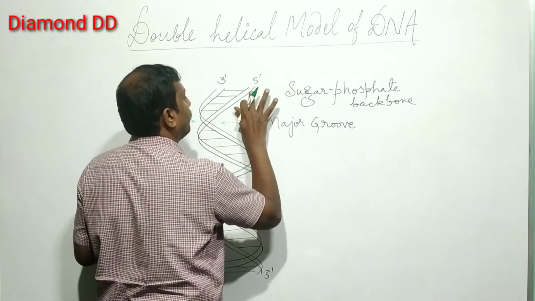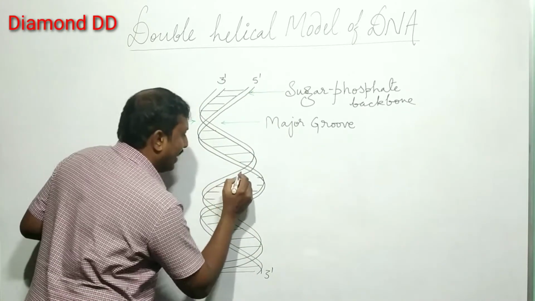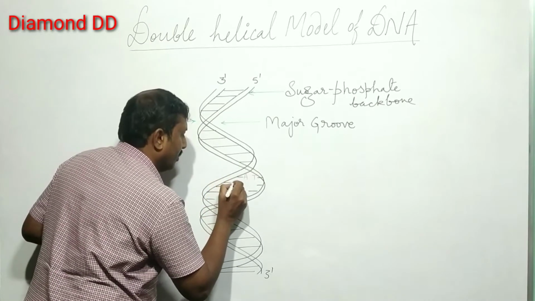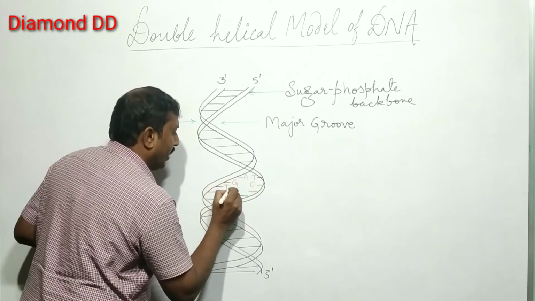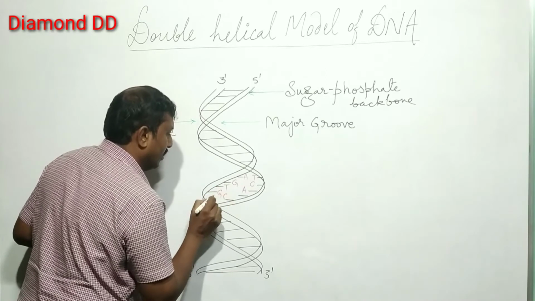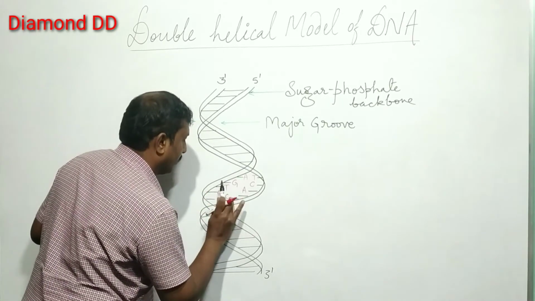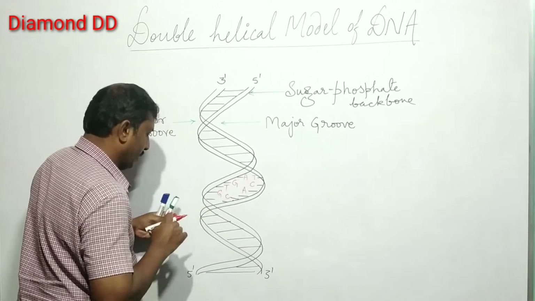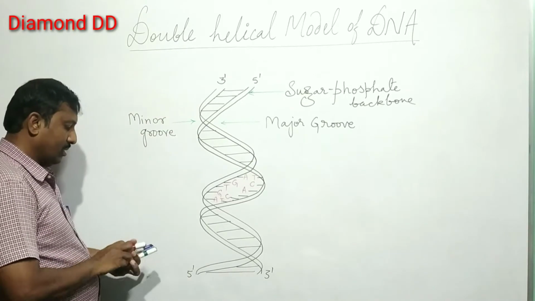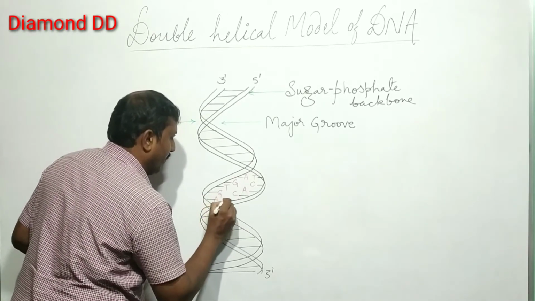And now, you can write the nitrogen bases here. A complementary base is T, G complementary base is C, T complementary base is A, G complementary base is C, and A complementary base is T. Between the nitrogen bases, G is complementary to C, A complementary to T.